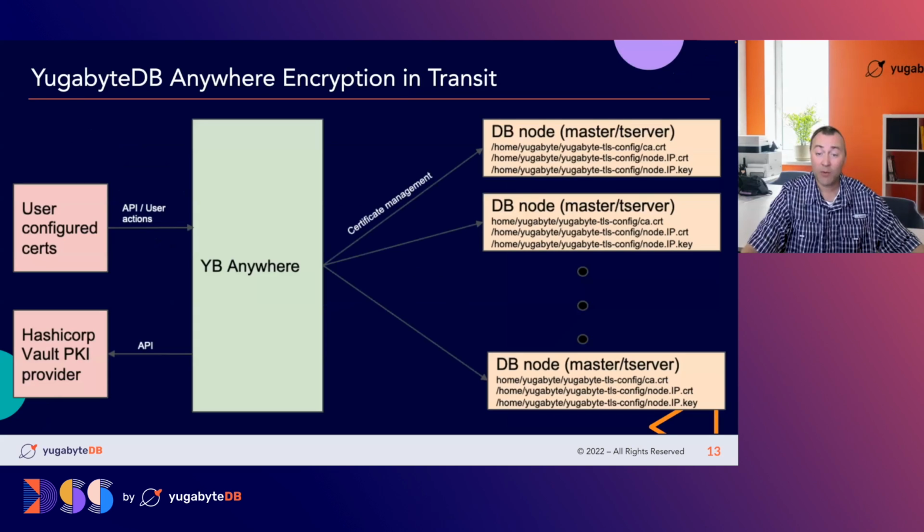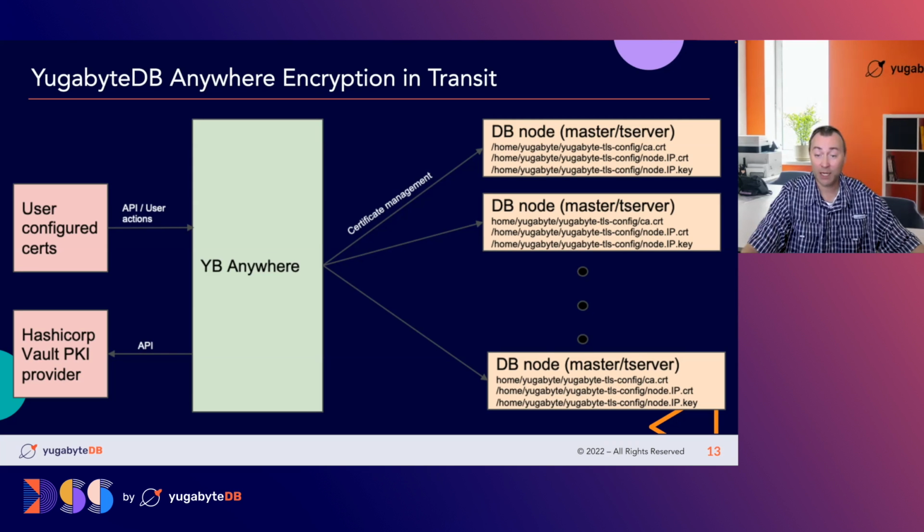In this diagram, I want to highlight the process flow, which details how certificates used for TLS are distributed to the database infrastructure. Starting from the left-hand side, you can see that certificates are managed by YugabyteDB Anywhere. YugabyteDB Anywhere acquires certificates from user configuration actions, as detailed in our previous slide, or you can use HashiCorp Vault to store your certificates, in which case YugabyteDB Anywhere will reach out to HashiCorp Vault and retrieve the certificate.